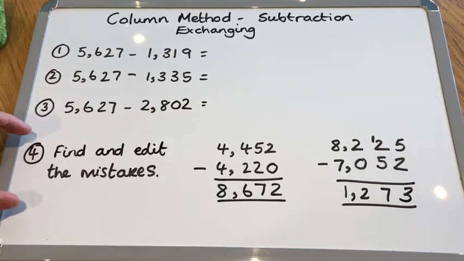And number 4 is a thinking challenge. I've made some mistakes when I solve these 2 column methods. Can you find the mistakes and edit them?